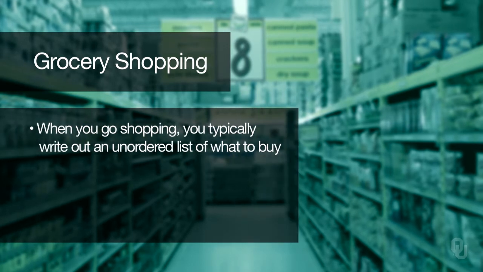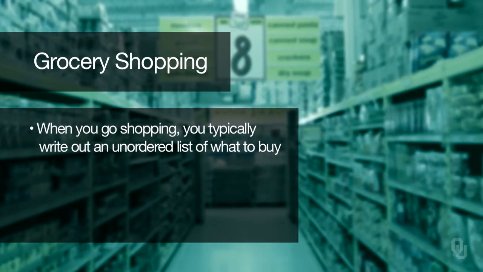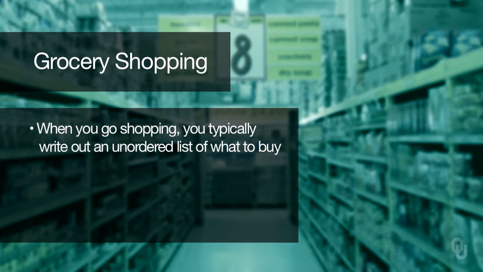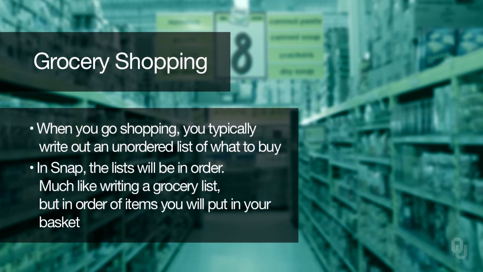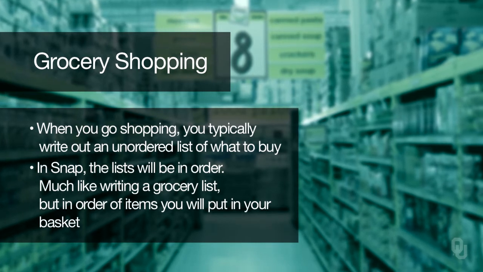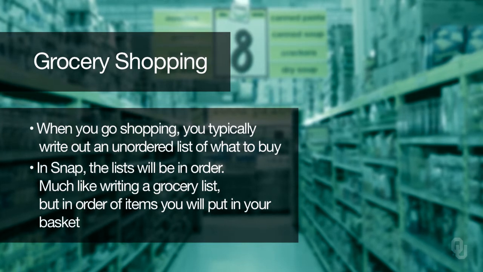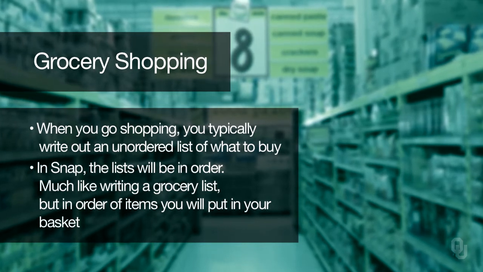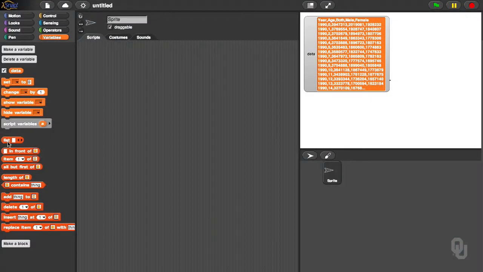Consider going grocery shopping. You write down the list of items that you want to buy: milk, eggs, cookies, chips. It's an unordered list. In Snap, they're actually going to be in order. So imagine writing down your grocery list in the order in which you would buy them. If the dairy aisle is first, you'd write cheese, then milk. Then perhaps you get your bread at the end because it's at the end of the store. That will be an ordered list, and all the lists in Snap will be ordered.